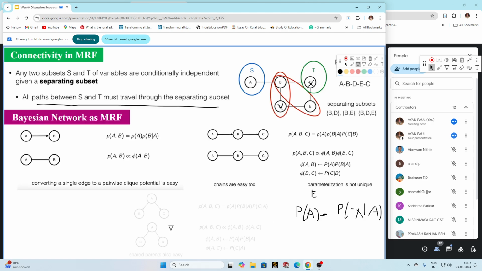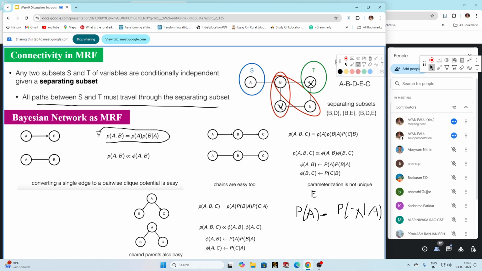So now Bayesian network is MRF. Can we convert our Bayesian network to MRF? That is the topic here. You can see this is a Bayesian network: A is a parent and B is a child. To convert this, we exclude this direction and directly connect A and B. If we write it as a Bayesian network, the probability of the system equals the marginal probability of A times the conditional probability of B given A, because A is the parent of B.